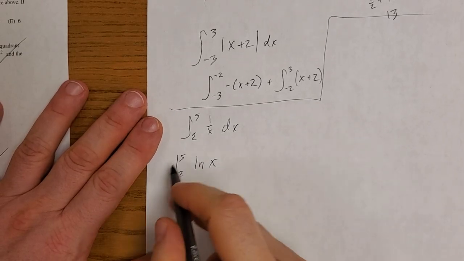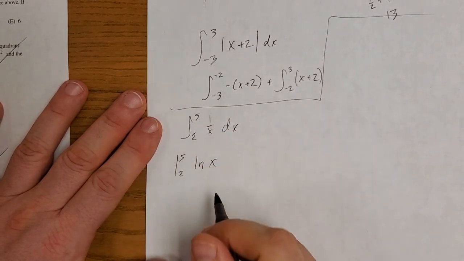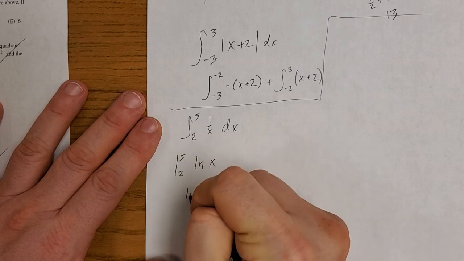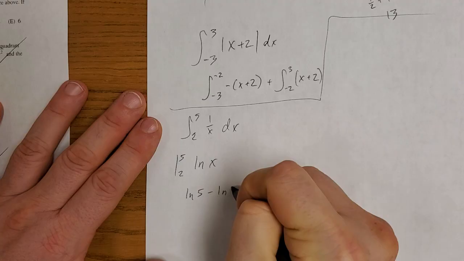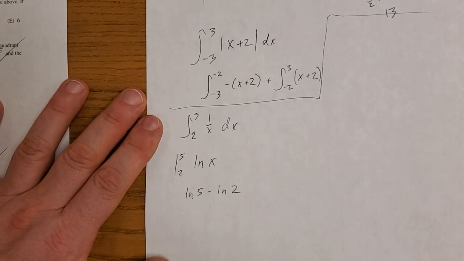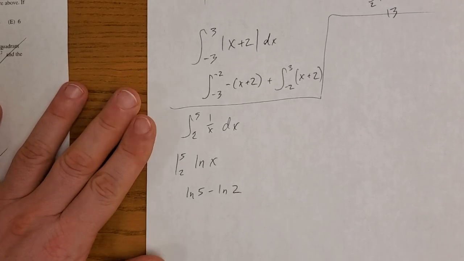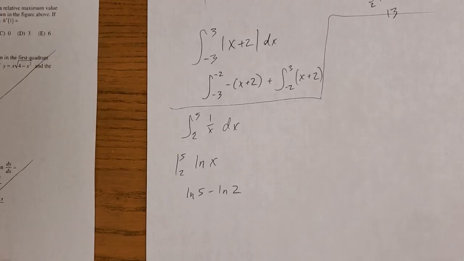So typical for a definite integral, we're going to fill in the upper bound, natural log of 5, and then subtract with the lower bound filled in. So we have the natural log of 5 minus the natural log of 2. Now, at this point, just a thing that's helpful to know about logs.